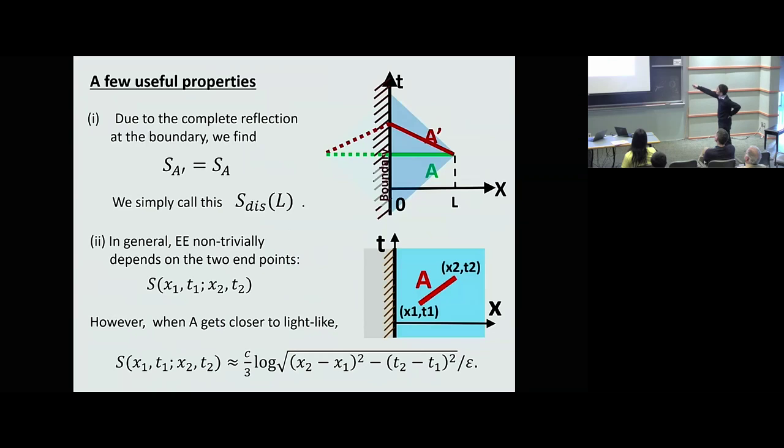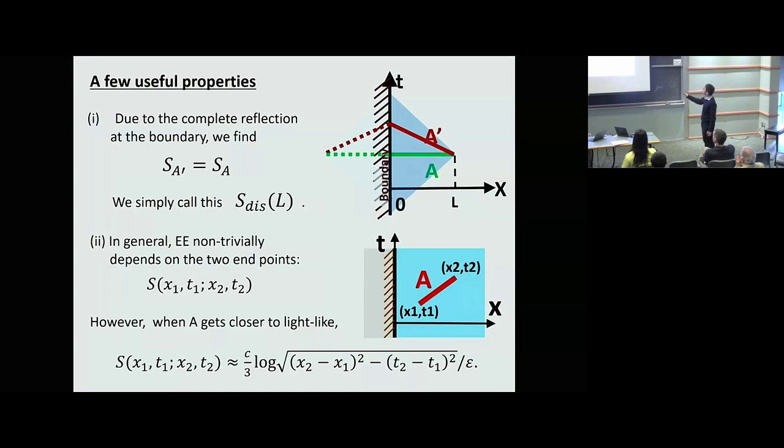And of course, these two should be space-like. Because if we take the mirror of this A and the mirror of this one, both have the same domain of dependence. In other words, if we send some particle, it's completely reflected back, and it's completely captured by A prime. So that means S of A prime equals S of A.